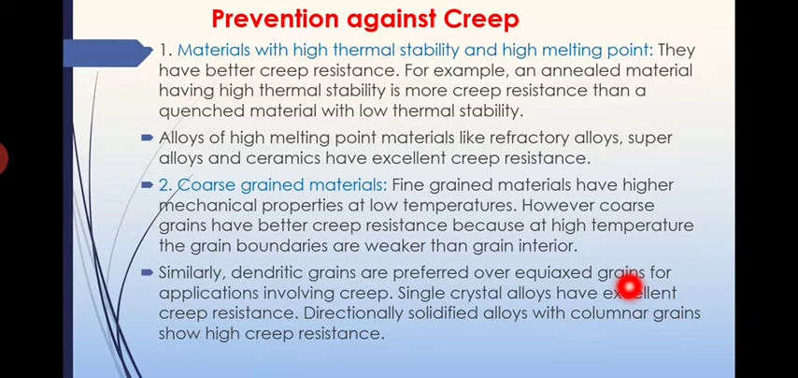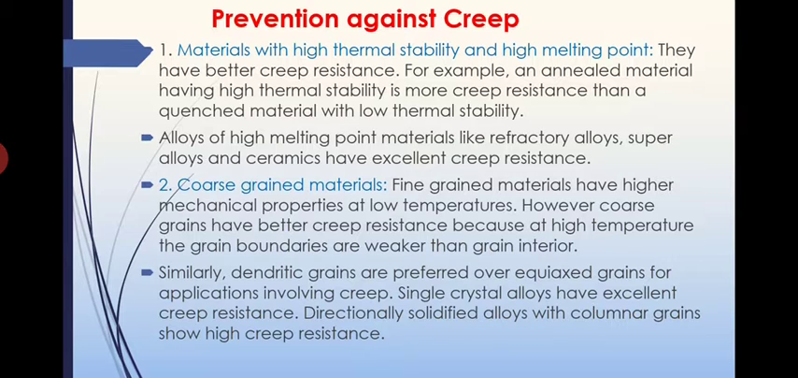See, you might have studied about the structures of the different materials. So, dendritic grains are preferred over equiaxial grains in applications involving creep. So, if the material is having dendritic grains, then it will resist the creep much better than equiaxial grains. Single crystal alloys have excellent creep resistance. Directionally solidified alloys with columnar grains show high creep resistance.